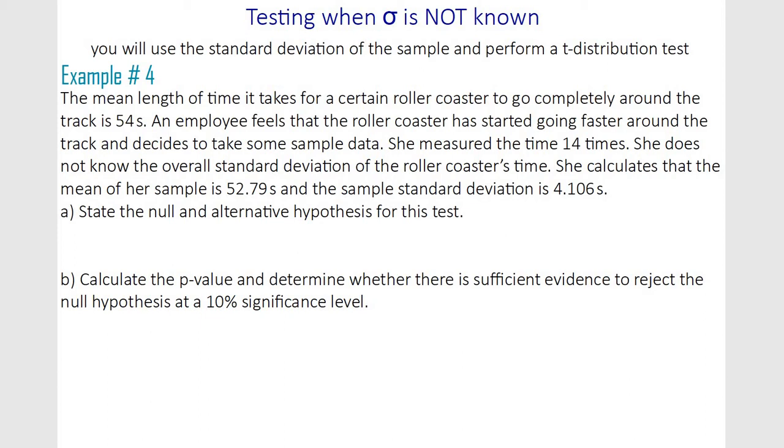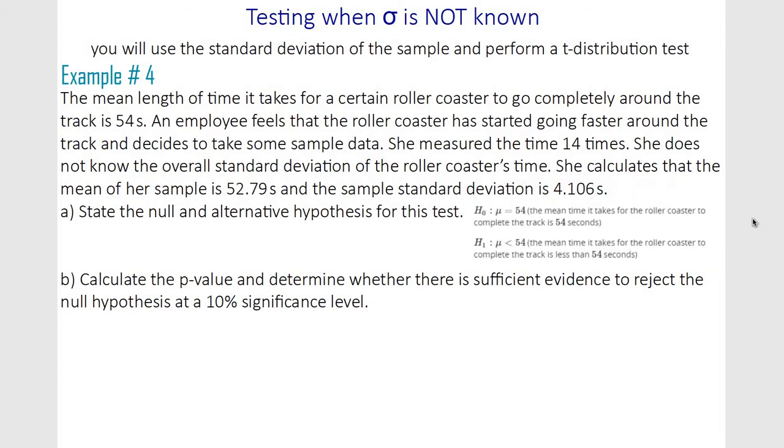So, the mean length of time it takes for a certain roller coaster is 54 seconds. So, state the null and alternative hypothesis.